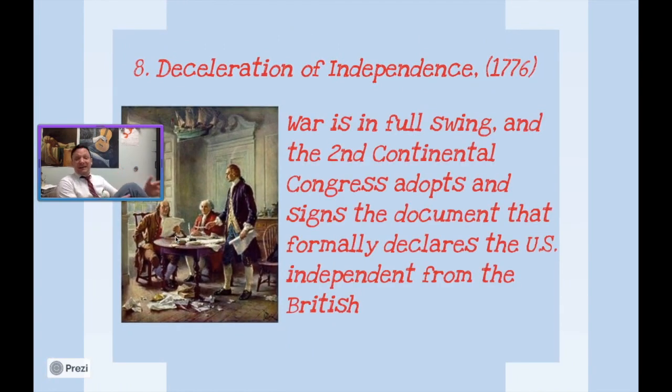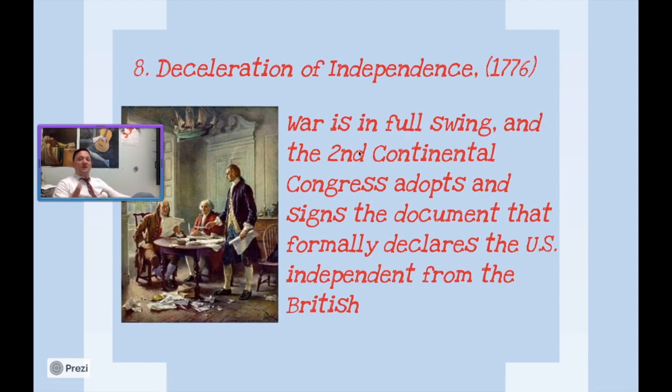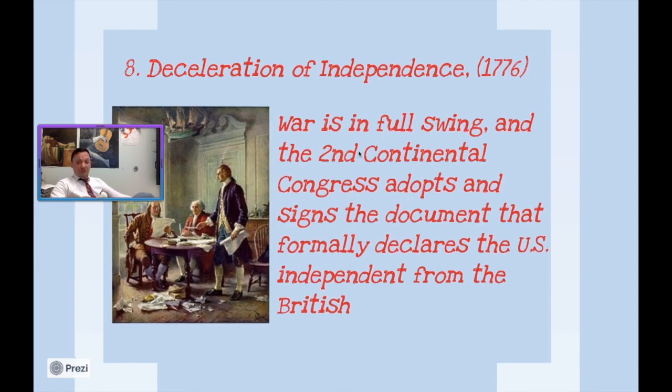The Second Continental Congress meets, and they adopt and sign this new document. And it formally declares war on the British by the American government, right? And in 1776, the war begins. And again, you don't have to write this entire thing. Just be like, oh, war is now in full swing. Second Continental Congress signs a document, formally declares war, right?